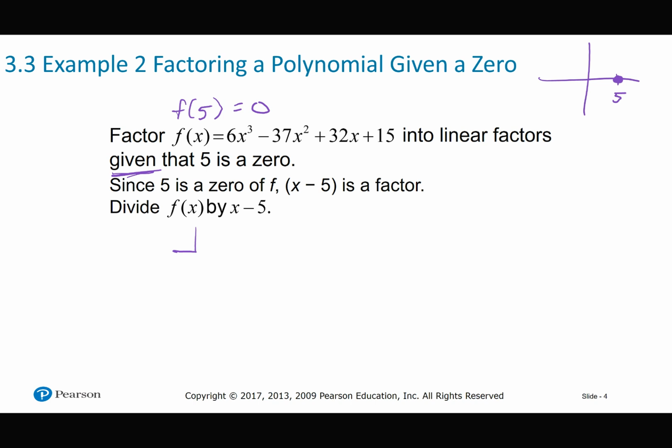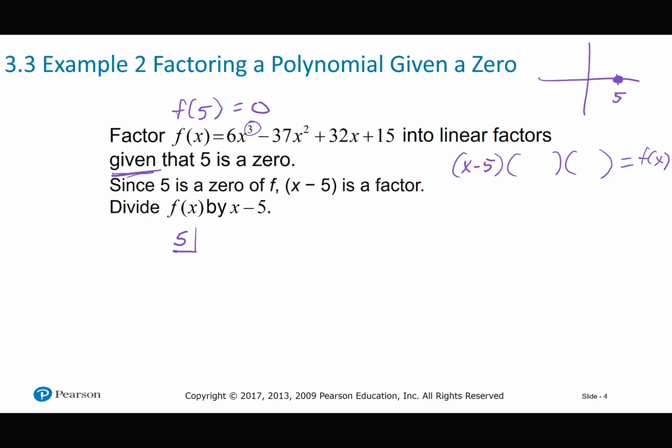additional factors. Because it's 6x cubed, I know there's going to be 3 factors that multiply to get my function. And I know one of them is x minus 5. I need to come up with the other 2. The only way to do that is with division. So what's going to go up here in my box? Positive or negative 5? Positive 5.